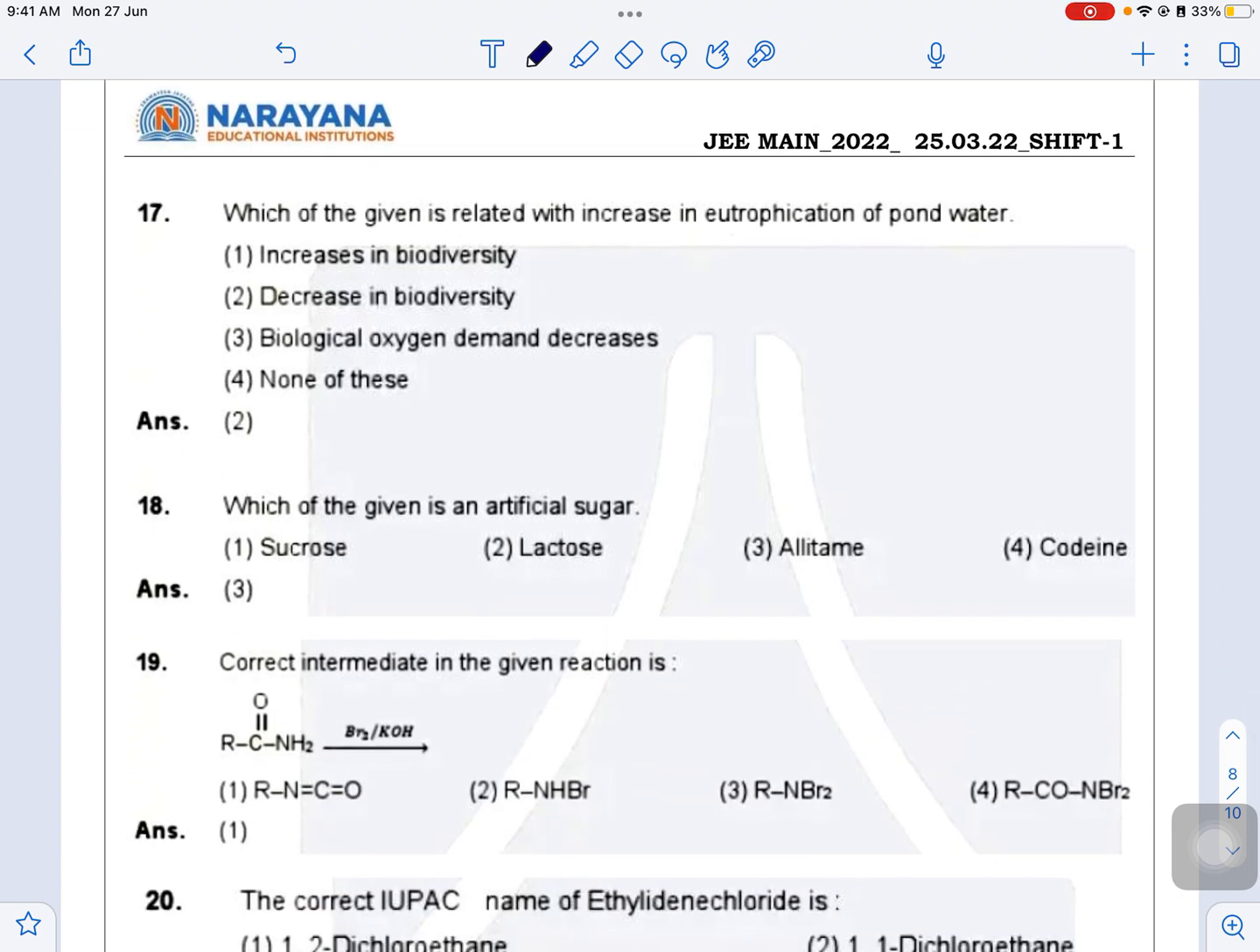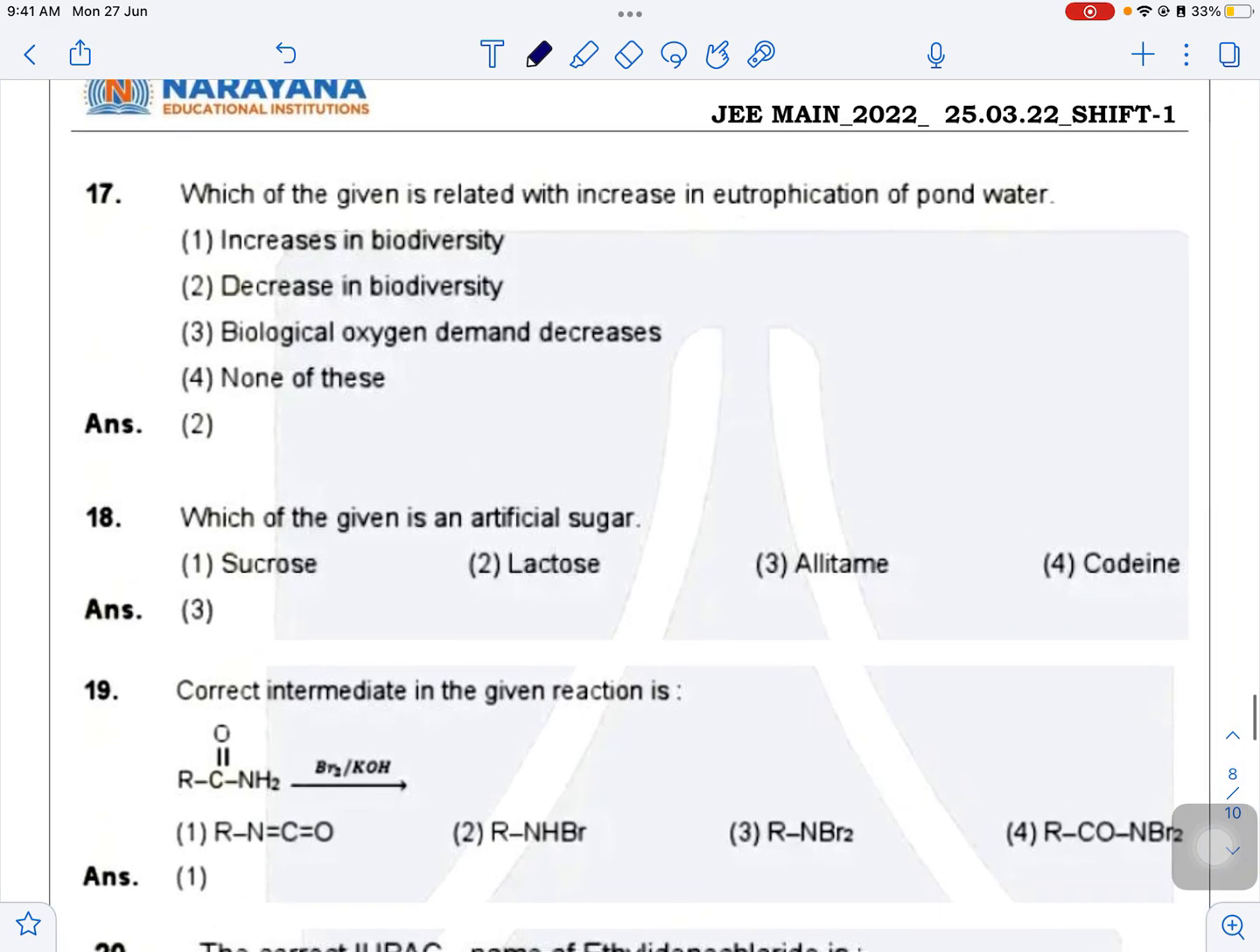Which of the following is related to the increase in eutrophication of pond water? Eutrophication is due to the increase in phosphate ion concentration in water, which is due to regular use of phosphate fertilizers. This increases the dense population of plants over the surface of water, and the dissolved oxygen in water will decrease. Due to the decrease in dissolved oxygen concentration, there will be loss of biodiversity in the water. So decrease in biodiversity is observed due to eutrophication.